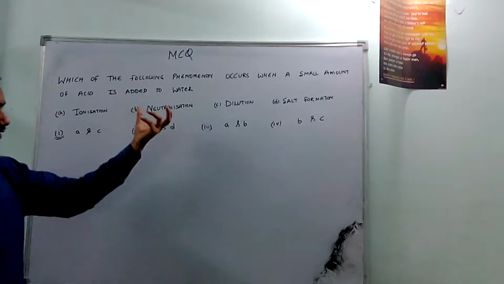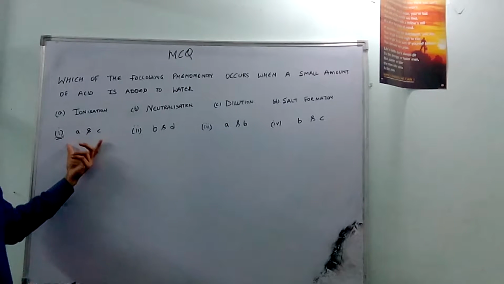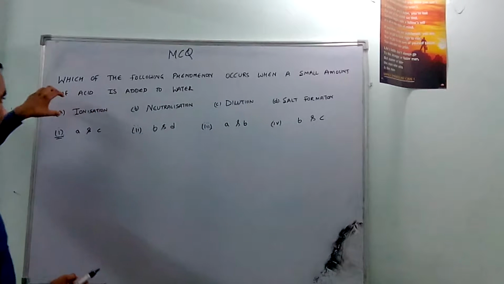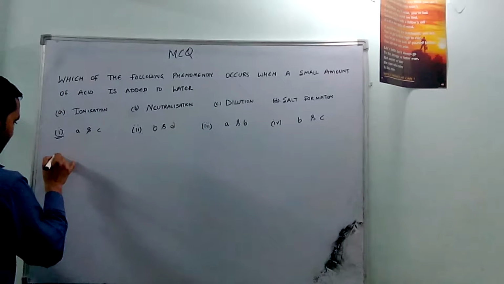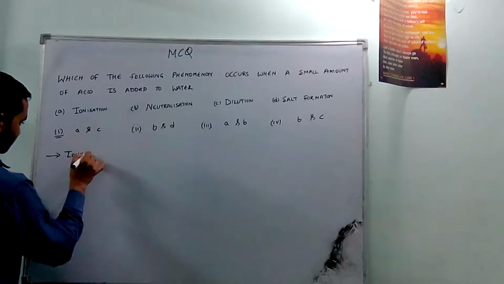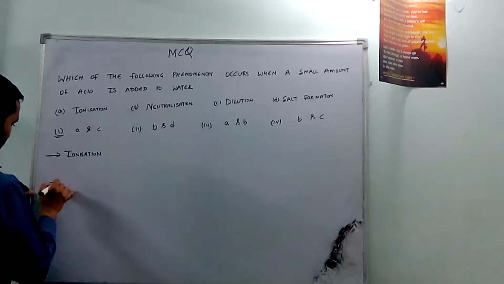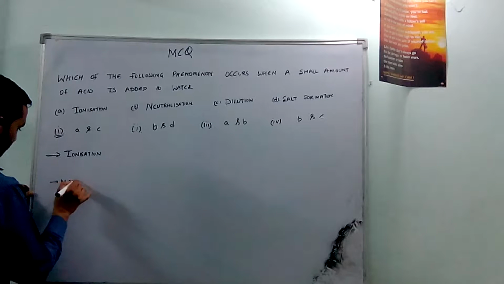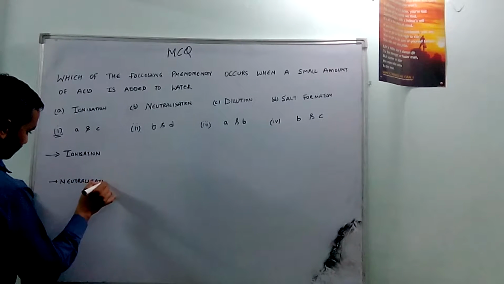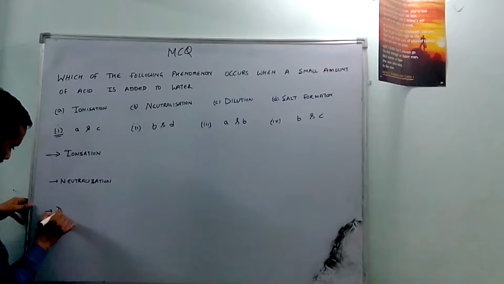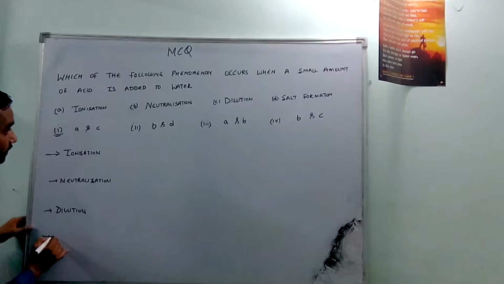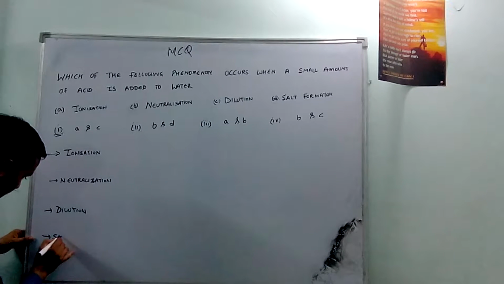Before the discussion, we have the options: A and B, A and C, B and D, A and B, and B and C. Out of the four, firstly we will discuss what these processes are. The first one is ionization. Second is neutralization. Third is dilution. And fourth is salt formation.